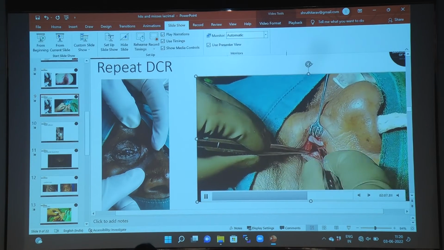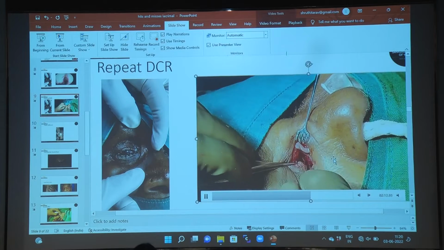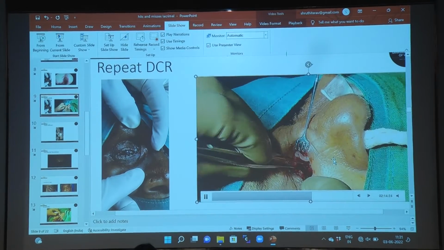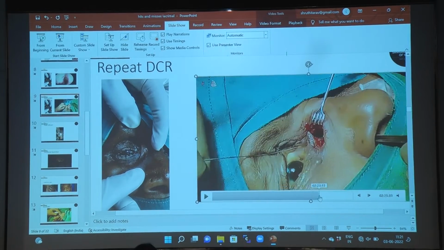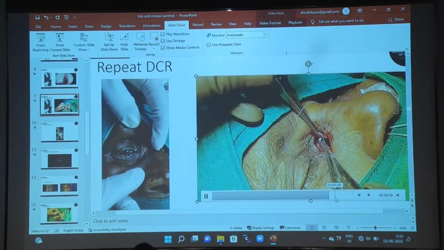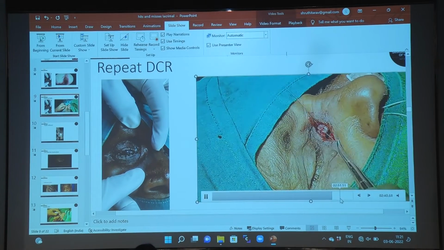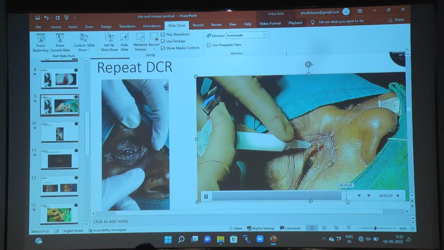And you can see that those are the agger nasi air cell bones that I am taking out, which are thin and anteriorly placed. And a sac flap and a similar routine DCR is performed after that. And what I wanted to show here was, it is patent.